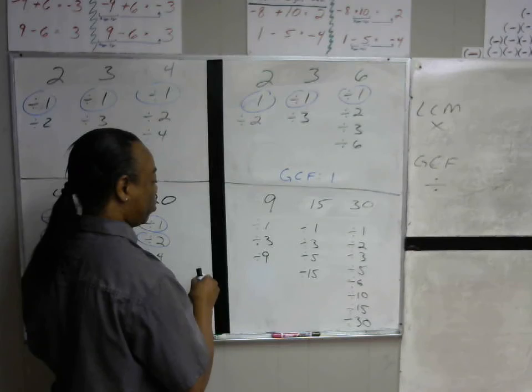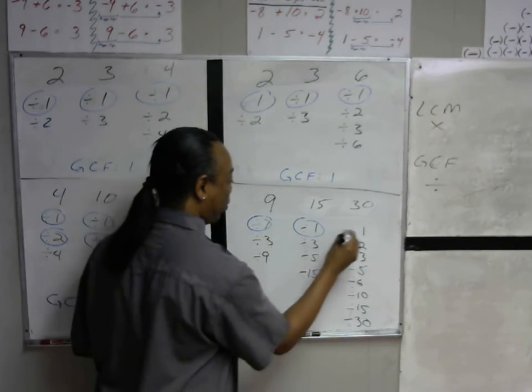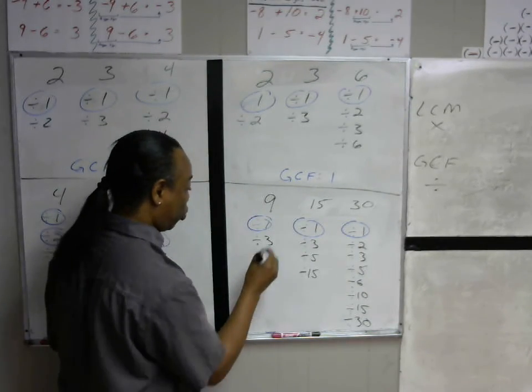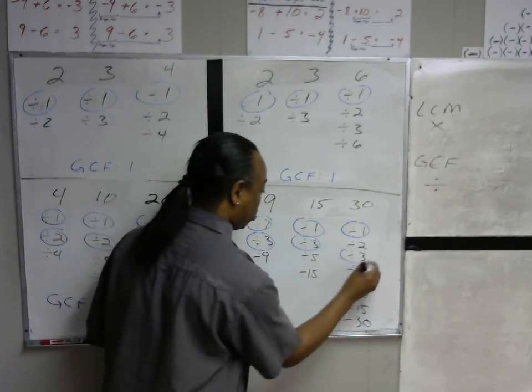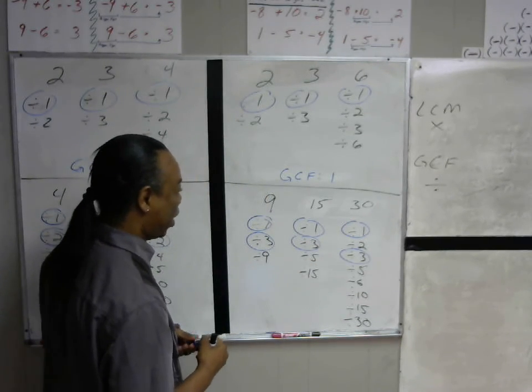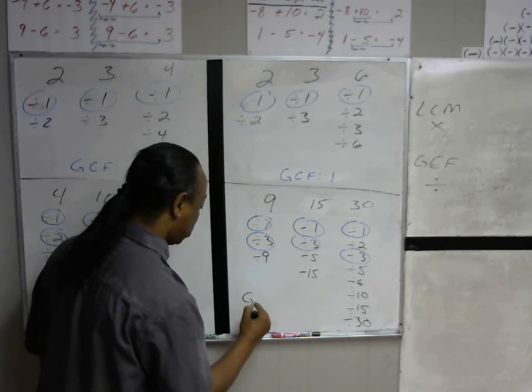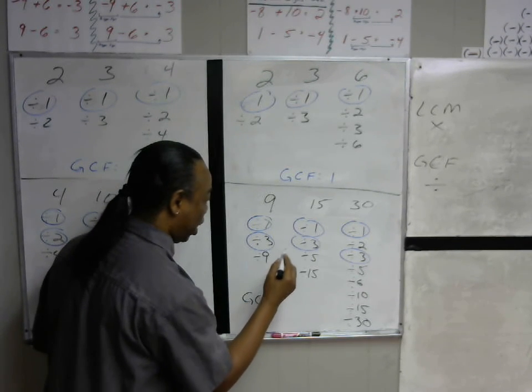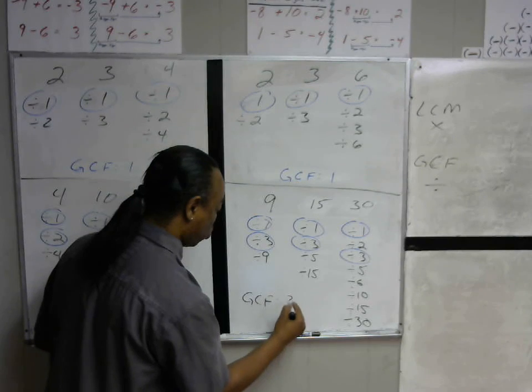So the 1s are common factors. The 3s are also common factors. And that's the end of the common factors. So the greatest common factor with 9, 15, and 30 would be 3.